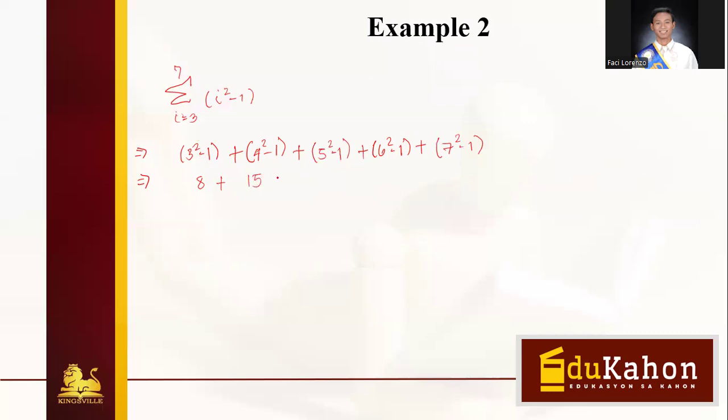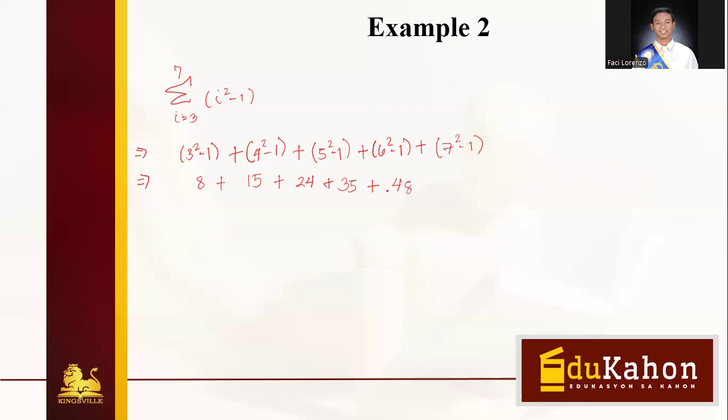And we also have here 5 squared. So 5 squared is 25. 25 minus 1, that is 24. And we also have here 6 squared minus 1. So we know that 6 squared is 36 minus 1, that is 35. And we know that 7 squared is 49. And 49 minus 1 is 48.